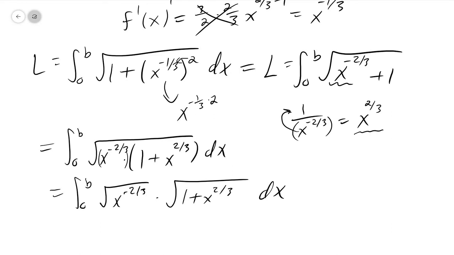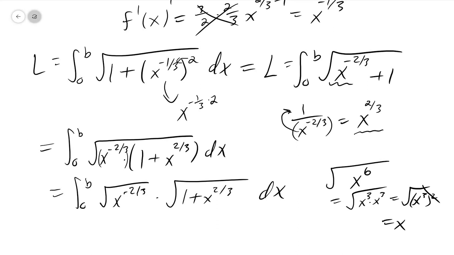From here, to see what's happening with this square root of x to the negative 2/3, let's take this function, the square root of, let's say, x to the 6th. Well, we know this is the same thing as the square root of x to the 3rd times x to the 3rd, which is the same thing as the square root of x to the 3rd being squared. So this cancels and we just get x to the 3rd. In other words, when we take the square root, because we have an index of 2 here, we divide this number by 2, and that's how we get 3.